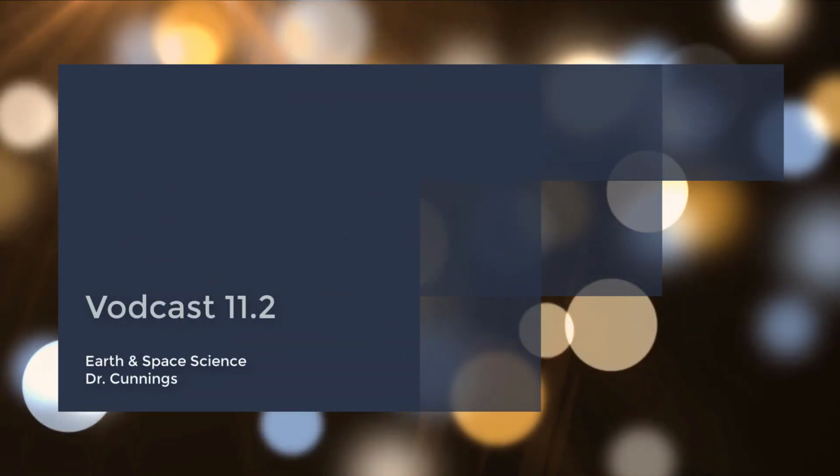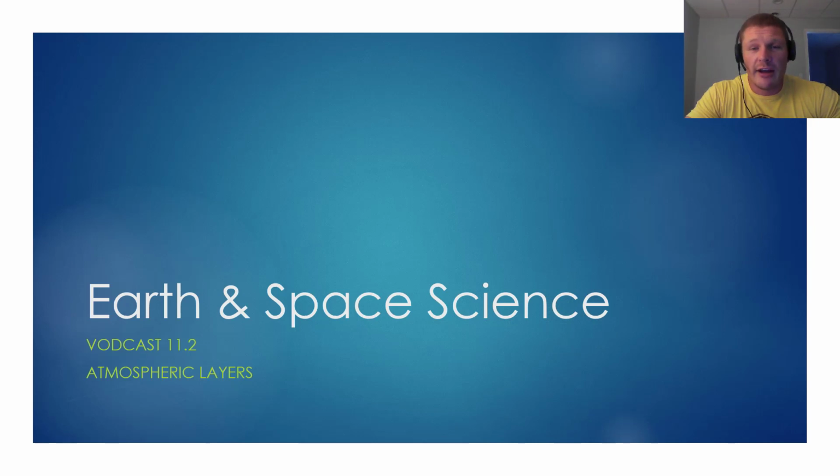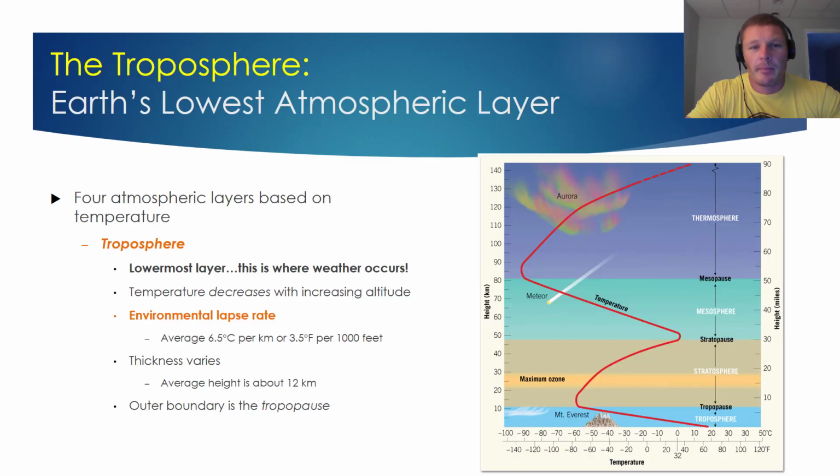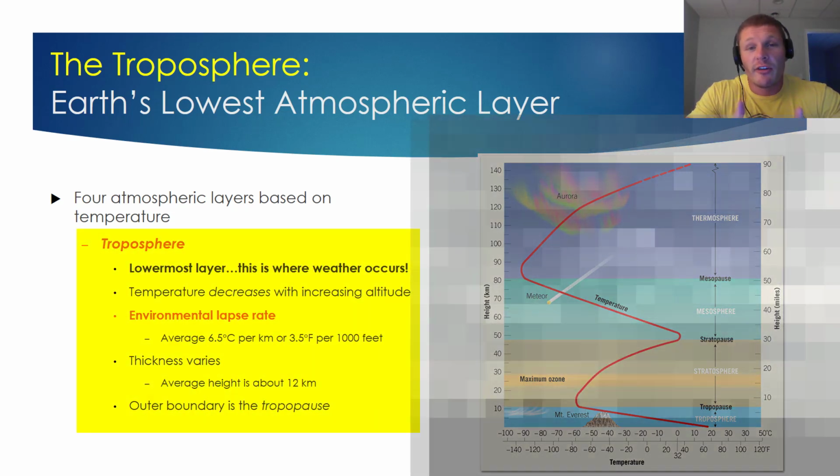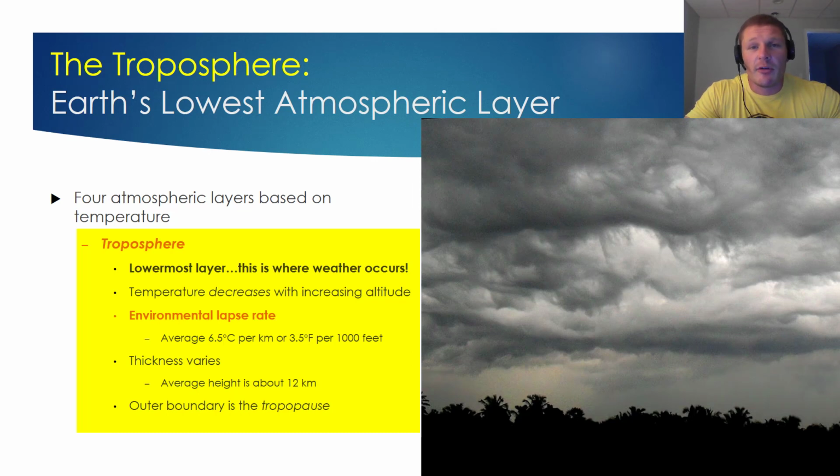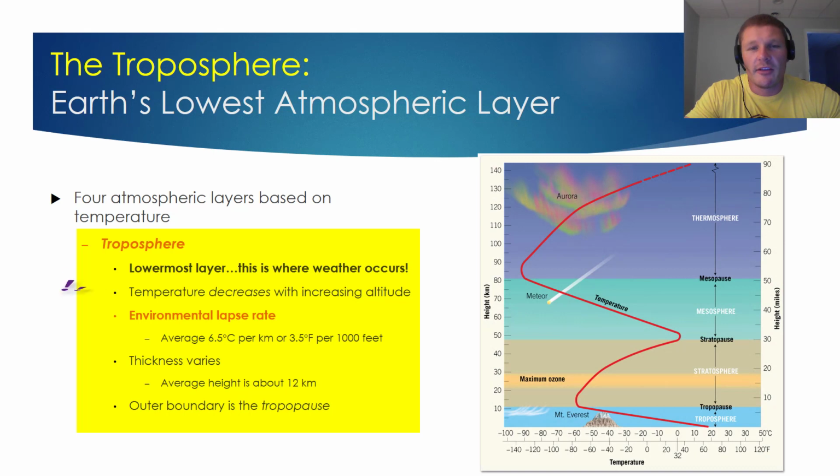In this podcast, I will provide a general overview of the 4 layers of Earth's atmosphere. Let's start with the layer of our atmosphere that we're most familiar with, the troposphere. This is the layer of our atmosphere in which we reside, and this is also the layer of Earth's atmosphere where all weather occurs.